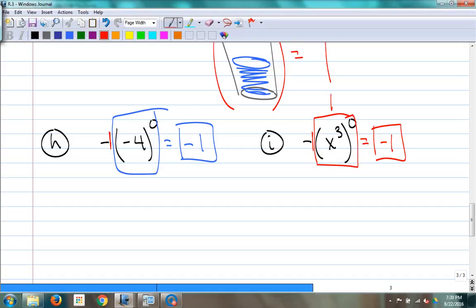Okay, so that negative hanging in the front is where some mistakes can happen. You got to be careful there. You got the 0 power, which turns it into 1, and then the negative in front makes it a -1. That's what happens there: the 0 power turns whatever's inside of the parentheses into 1, and then the negative out in front makes that a -1.